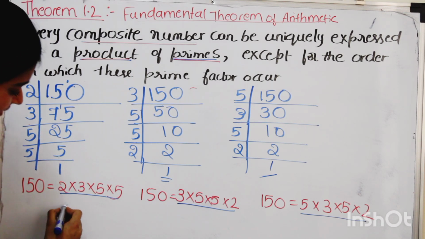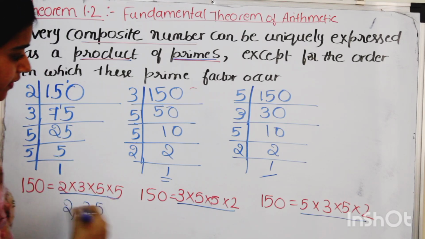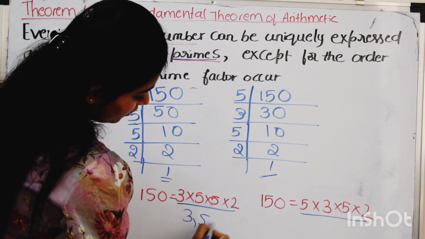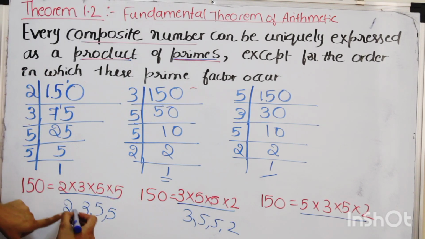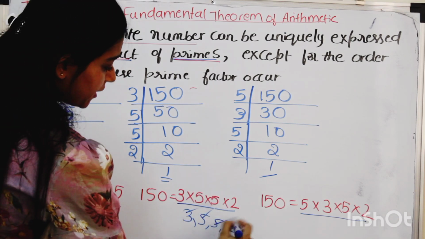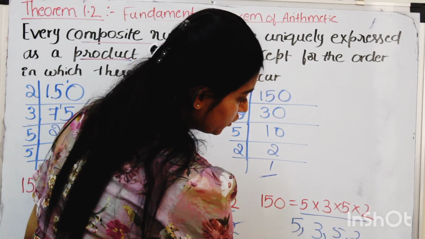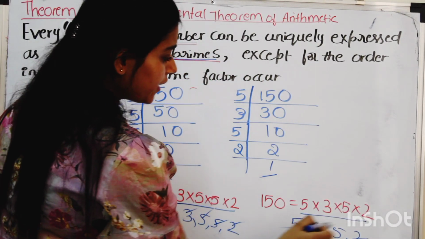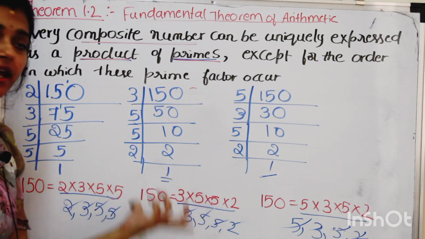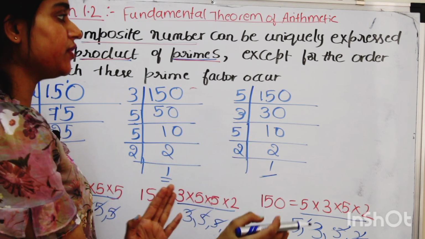What are the prime factors here? 2, 3, 5. Here 5, 5, 3, 5, 5, 2, which all are the same primes. 5 is repeated 2 times, 3 1 time, 2 1 time. So here the prime factors remain the same, but the order varies.